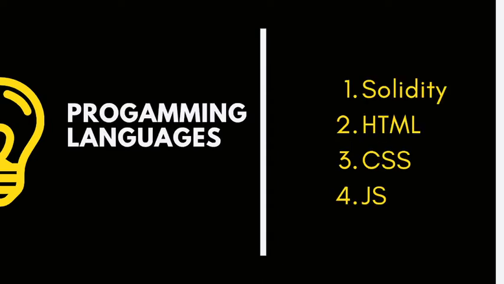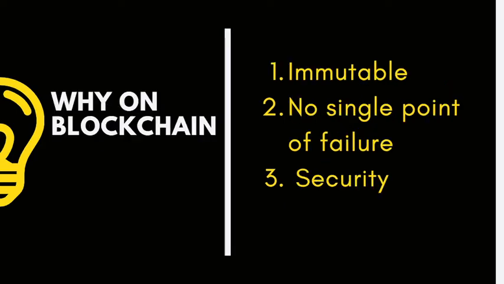So here are the programming languages that we will use for this tutorial. The first one is Solidity, that is used to write the smart contract. The second one is HTML, as you all know. It is used to design the structure of a website. And the third one is Cascading Style Sheets, CSS, that is used to style the website. And the fourth one is JavaScript. We will use JavaScript to interact with the deployed smart contract with the help of the Web3 library. So we will see that in a later section.